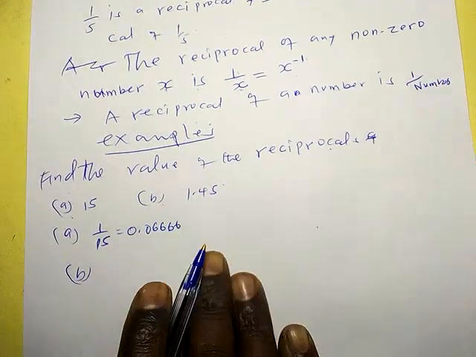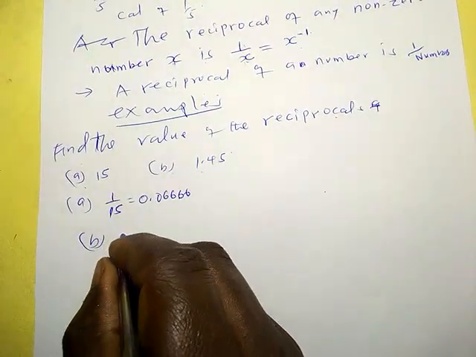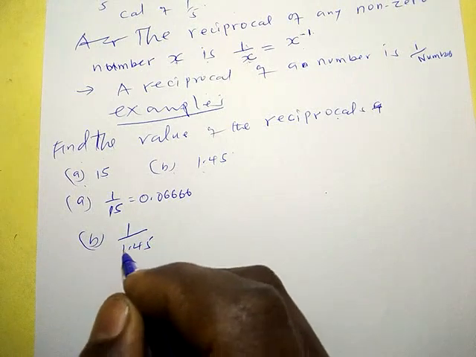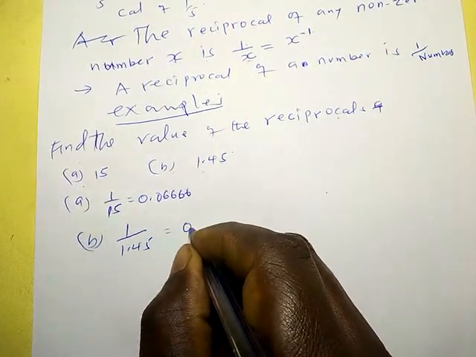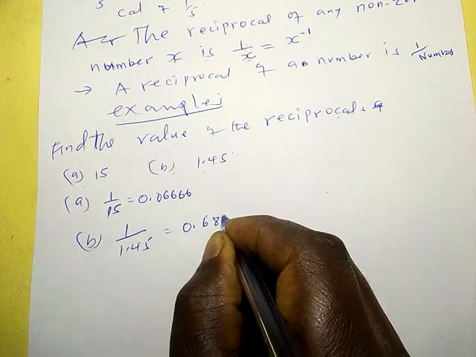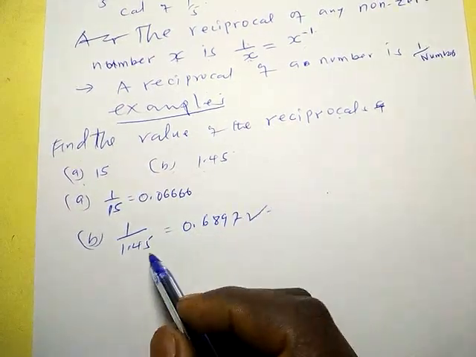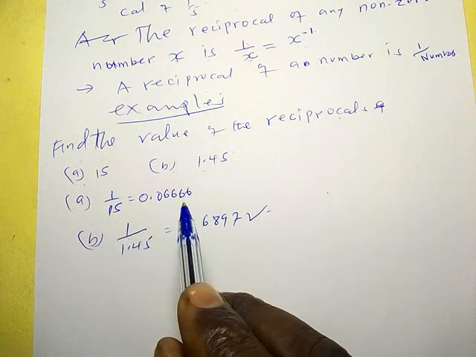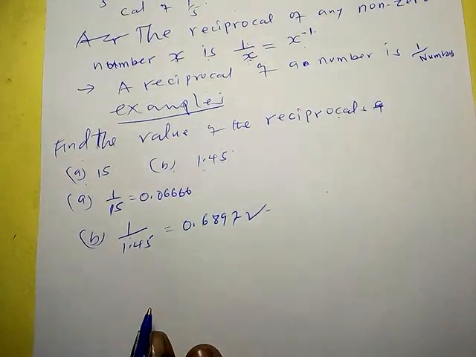B, what is the reciprocal of 1.45? You just place 1 over 1.45 and it will give you 0.6897, and that is the reciprocal of 1.45. So the reciprocal of a number is 1 divided by that number.